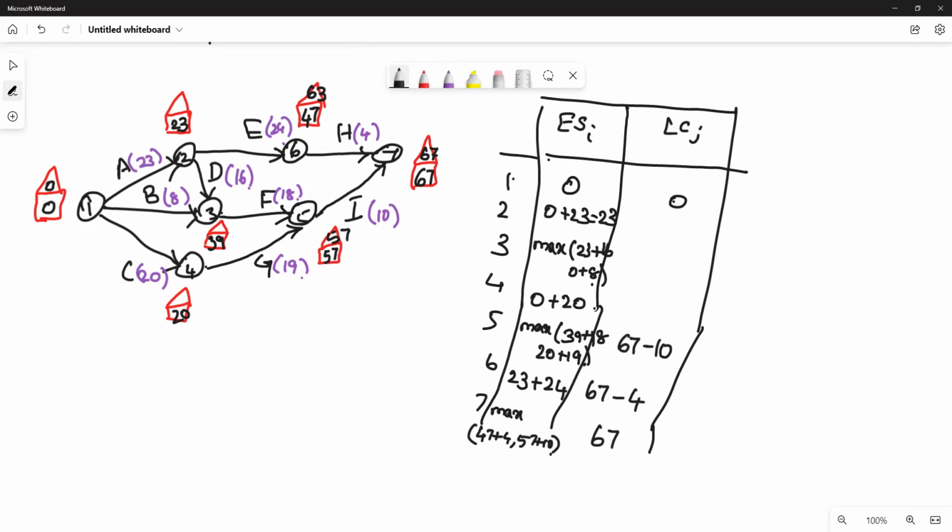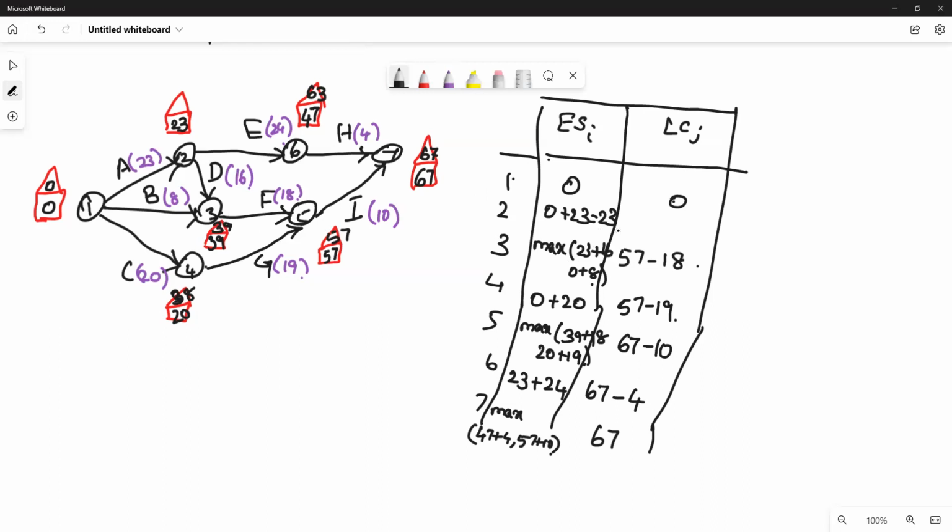Next, node number 4. How many activities are going out of 4? Only one. So 57 minus duration, that is 19. 57 minus 19 is 38. Okay, next node number 3. How many activities are going out? Only one. So duration is 57 minus 18. 57 minus 18. The value is 39.